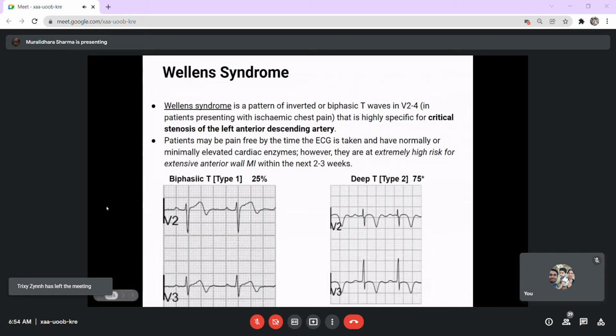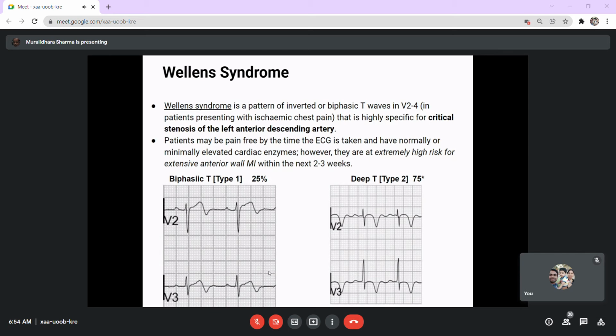There is another quite important abnormality, Wellen syndrome. Wellen syndrome is a pattern of a biphasic T wave seen at the early stage. Particularly when it is seen in V2 to V4, the middle leads, and the patient also has chest pain, it's considered a critical stenosis. Even if the ST segment is not significantly elevated, a T wave abnormality in this condition should be considered a potential predictor of ischemia.